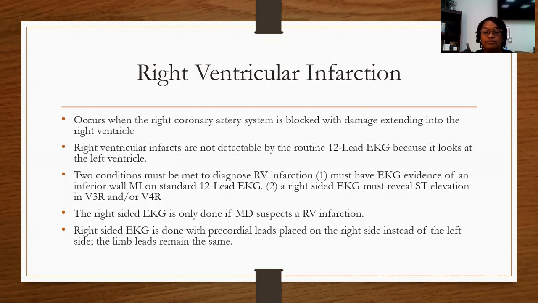So you're not going to just put the leads on the right side if you feel like it when you do the EKG. Your normal routine EKG, the leads go on the left side. A right-sided EKG is done when the precordial leads are placed on the right side instead of the left. However, your limb leads remain in the same place.